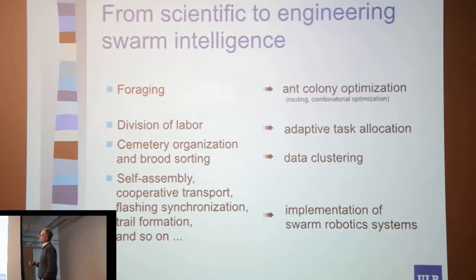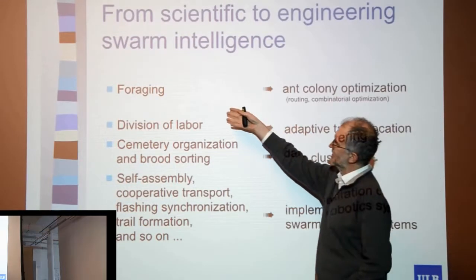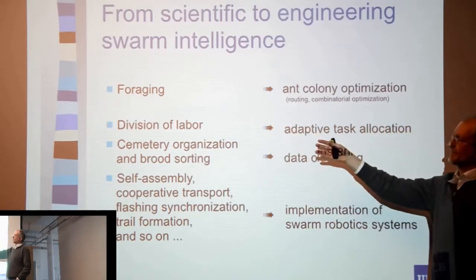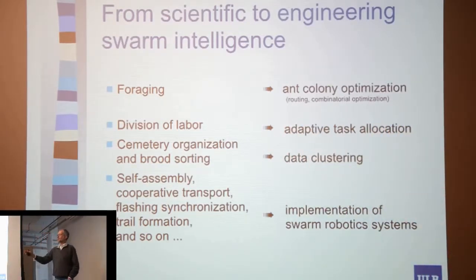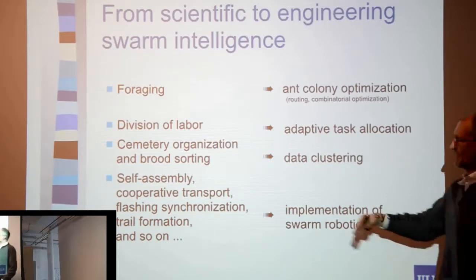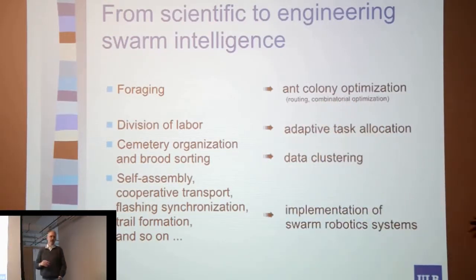Okay, so what I've listed here are some behaviors like foraging, division of labor, cemetery organization, self-assembly, cooperative transport, flash synchronization, all behaviors that are studied in swarm intelligence by biologists and that have been at the basis of inspiration for some successful applications. So, for example, we have foraging that I used 20 years ago to design ant colony optimization, which I will briefly overview in a moment.